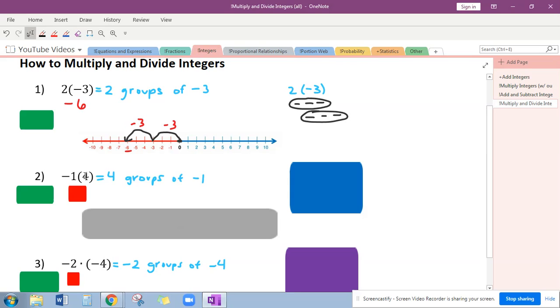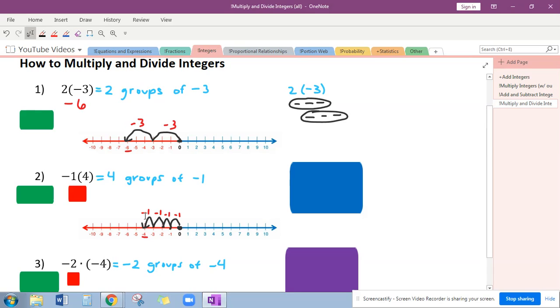Alright, for the next one I have -1 times 4. And I can switch the order of those numbers if I want to make it easier. So I can think of this as 4 groups of -1. So again, with Cecil, he'd be going backwards -1 4 different times. So Cecil would go back 1, back 1, back 1, back 1, and he ends up at -4.